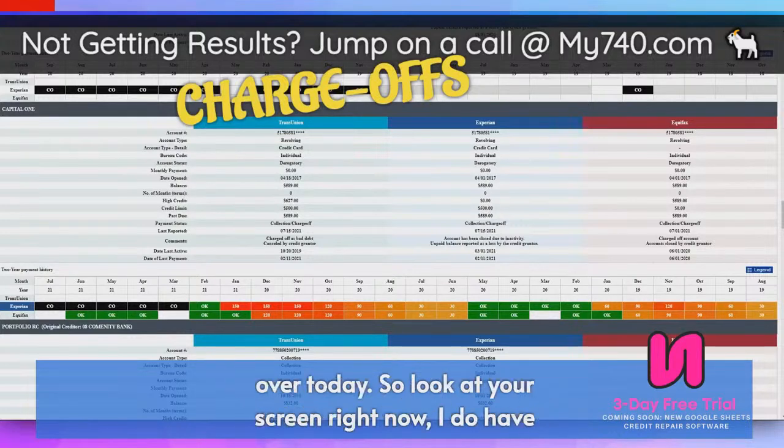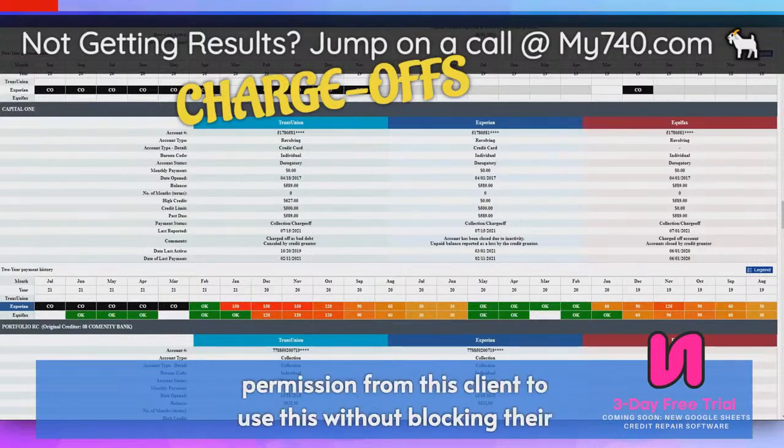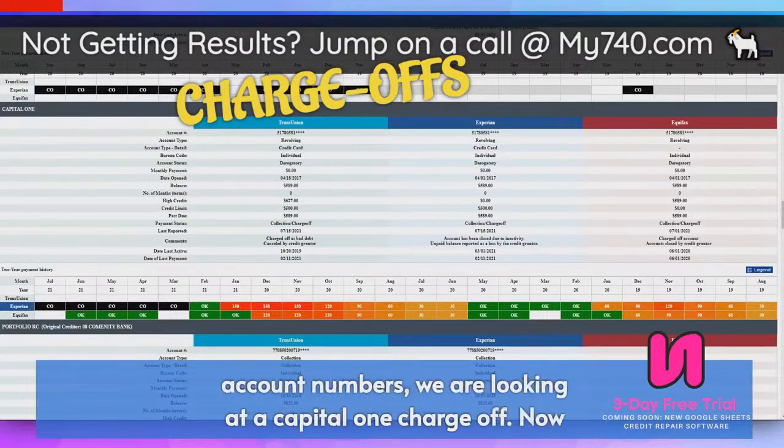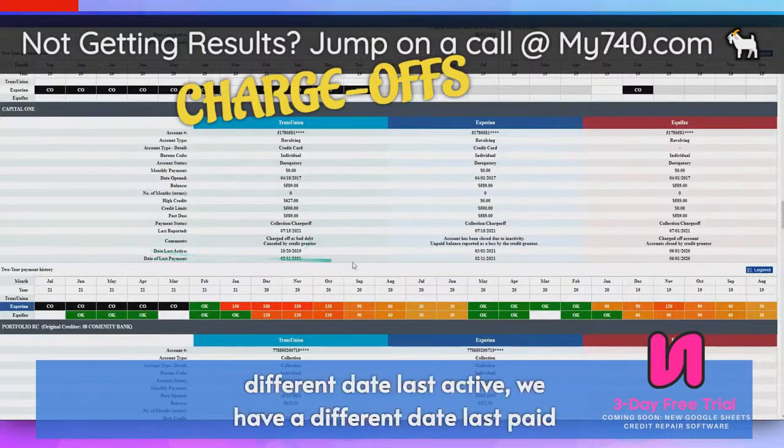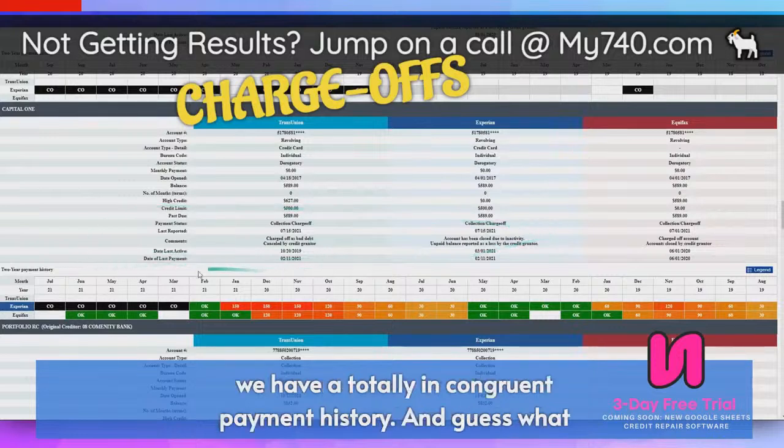So look at your screen right now. I do have permission from this client to use this without blocking their account numbers. We are looking at a Capital One charge off. Now, as you can see, everything is all over the place. We have different date last active. We have a different date last paid. We have a totally incongruent payment history.